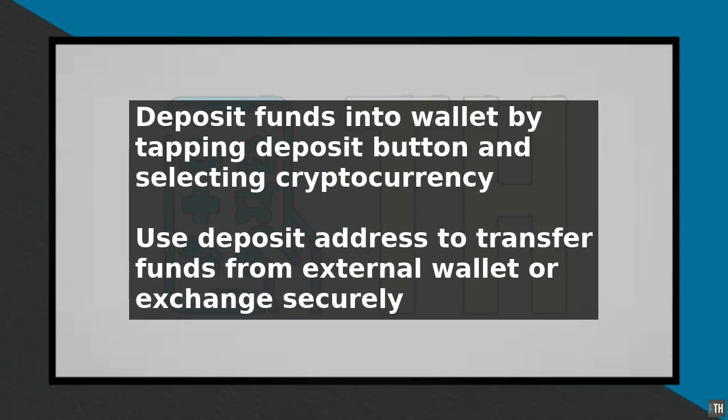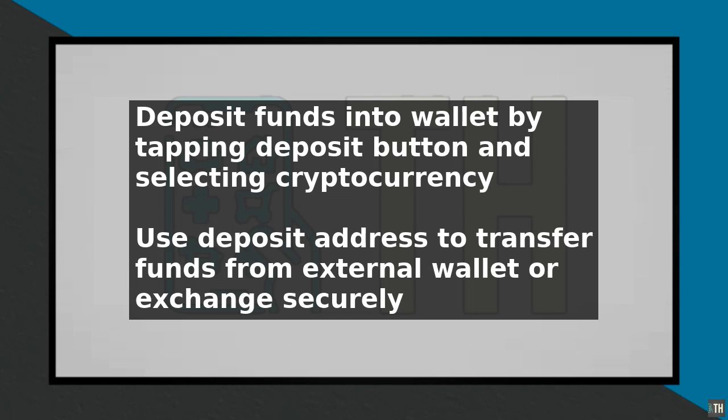After setting up your wallet, you can deposit funds into it by tapping on the deposit button and selecting the cryptocurrency you want to deposit. You will be provided with a deposit address, which you can use to transfer funds from an external wallet or exchange. To interact with the Cronos blockchain, navigate to the dApp browser within the Crypto.com DeFi wallet app.